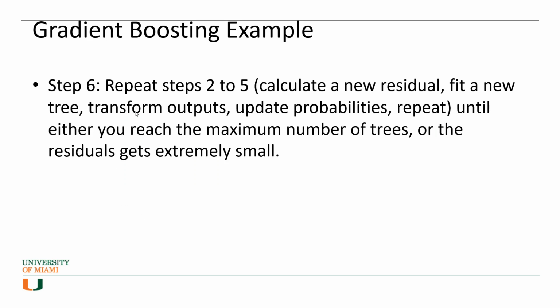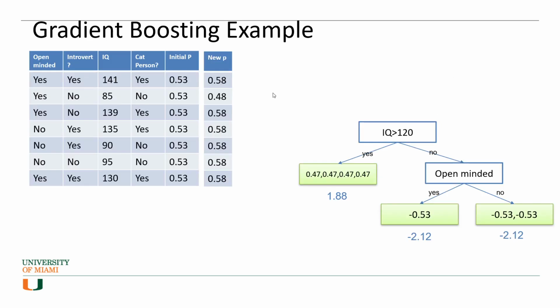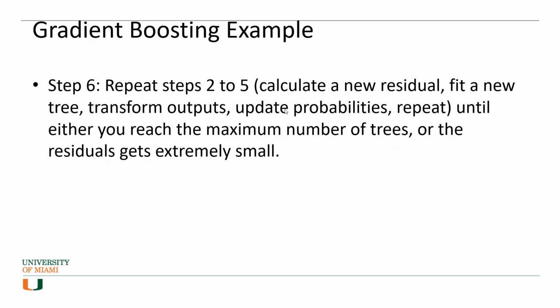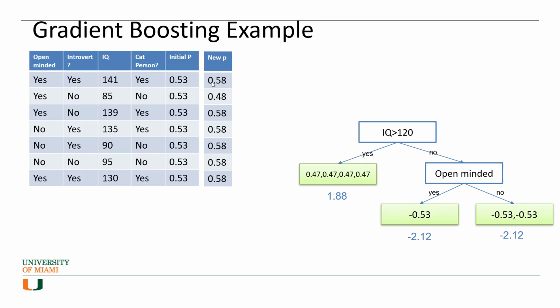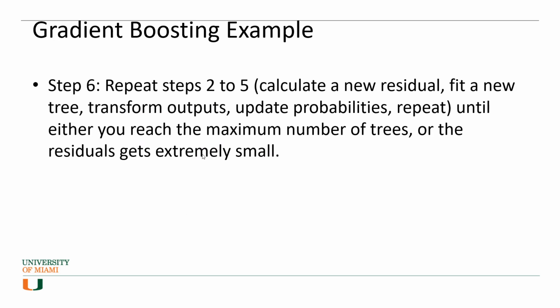The final step is to basically repeat steps 2 through 5, which means that now that we have a new probability, we are going to calculate a new residual. For example, for this first observation, the new residual is going to be 1 minus 0.58, which is going to be 0.42. And again, for this observation, it's going to be 0 minus 0.48, which is going to be minus 0.48 and so forth. So we calculate the residuals for all the observations, and basically we repeat this algorithm until we either reach the maximum number of allowed trees in our algorithm, or the residuals get almost zero, that is when the algorithm will converge and we will stop.